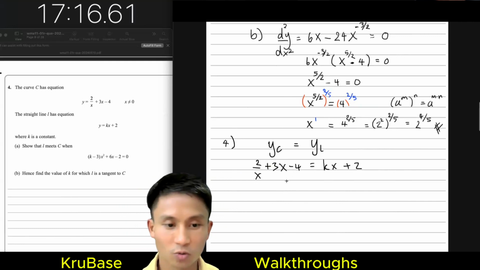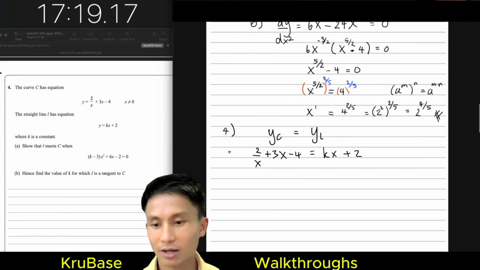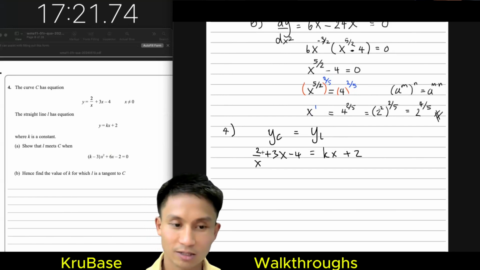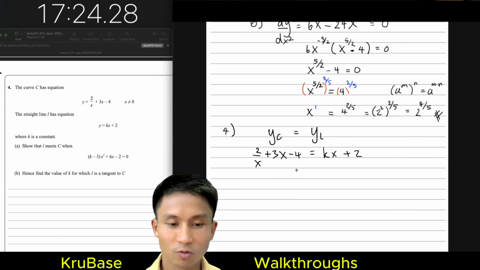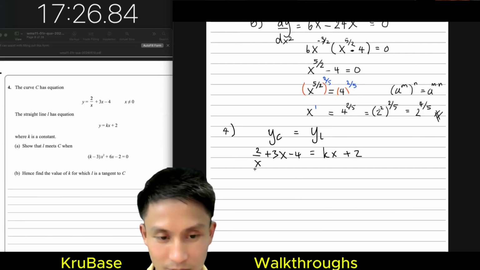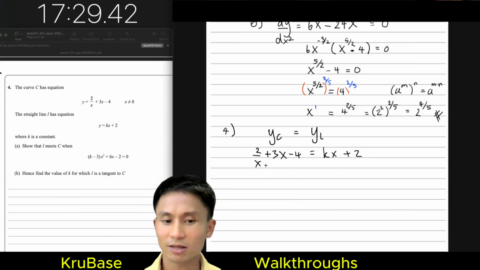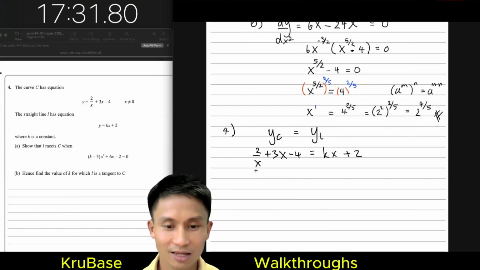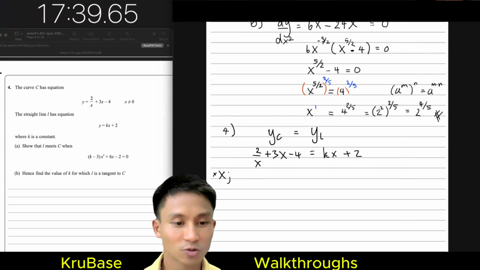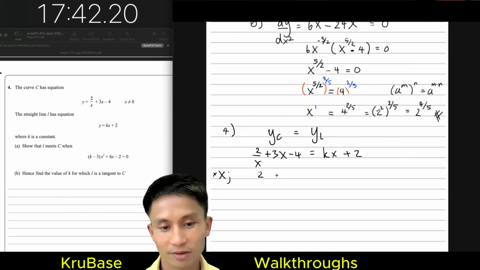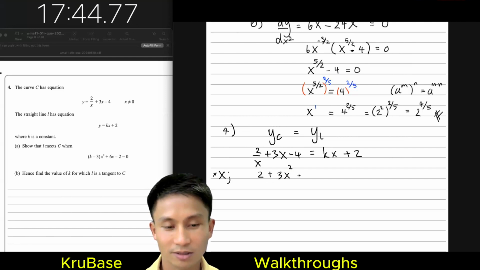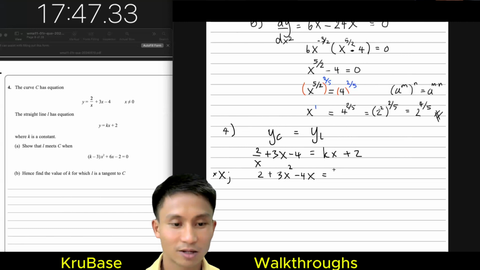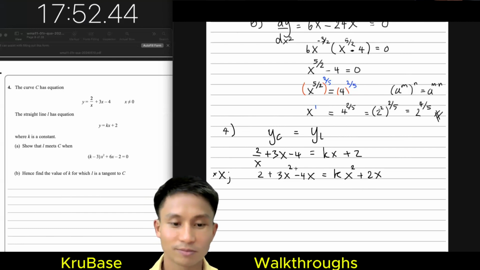So we're going to somehow show what they want there, but it seems like they don't have something over x here. So when you look at this form, the way I would take it forward is to maybe get rid of the denominator x there, and we can do that by multiplying by x across the equation. So multiplying x to all the terms, we get 2 here for the first term. We get 3x squared. We get 4x. And on the right side, we have kx squared plus 2x. Yeah, basically multiplying x to every term.